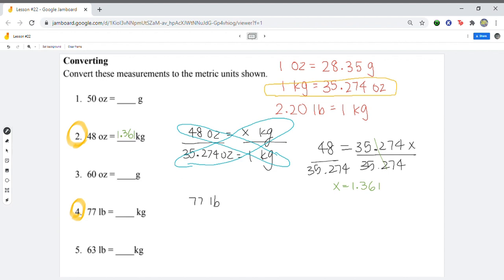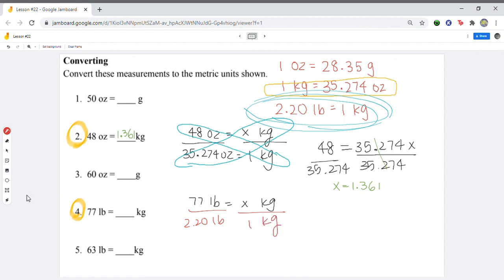77 pounds equals x kilograms. I'm just going to rewrite it and replace the unknown with the variable x, which we're going to be looking for. Now, looking at the conversions over here, which one do you need to be able to solve this? Since we're going from pounds to kilograms, we'll need the third equation over here. Let me just circle it in blue over here. So you're going to be needing the third equation. Now I'm just going to rewrite it underneath, just like I did for number 2. I'm going to put the pounds underneath the pounds, 2.20 pounds, and I'm going to put the kilograms underneath the kilograms, 1 kilogram, like this.